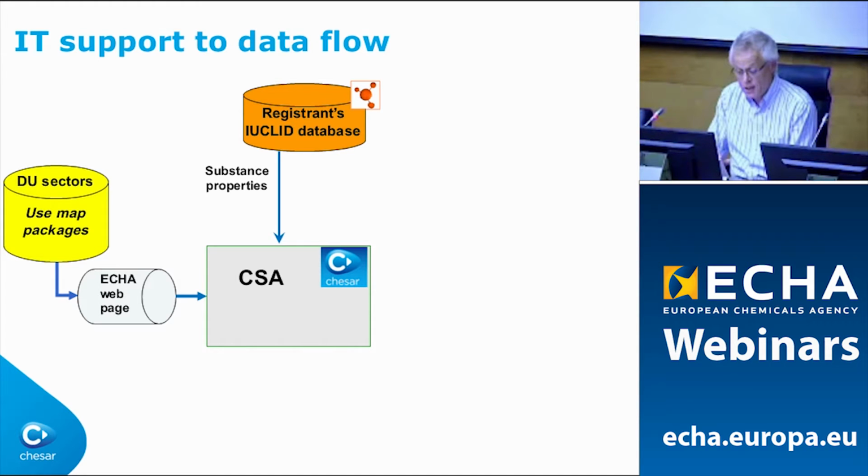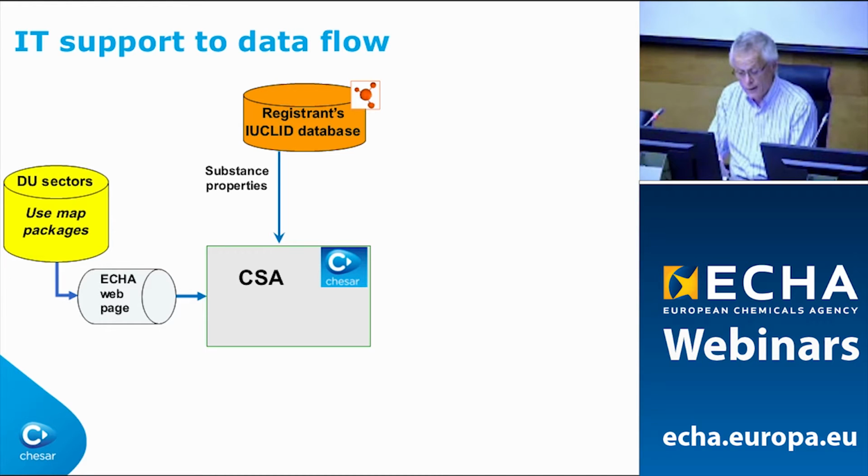Going further to the data flow, that means Chesar sits within a data flow among different actors, which act within a chemical safety assessment under REACH. It starts with two information sources. The one information source is the information on uses and conditions of use. And in an ideal case, downstream use sectors have derived use maps, and these can then be uploaded by the single Chesar user.